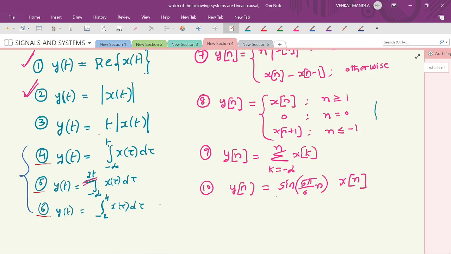And the sixth one: there is no t here, the integral from minus 2 to 4 of x(tau) d tau. There is no operation on t. So that is why this y(t) is time invariant. You can check yourself, the same procedure you can follow.